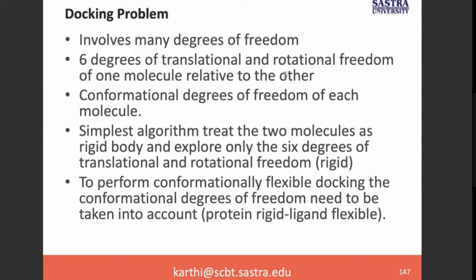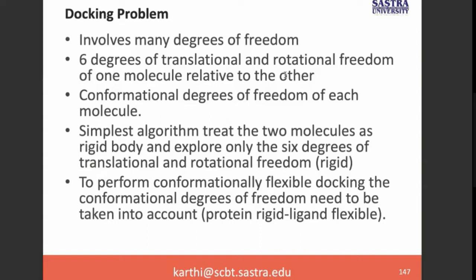Similarly, we can rotate the protein molecule in 3 directions: in the X direction, the Y direction, and the Z direction. Similarly, we can rotate the ligand molecule in the X, Y, and Z directions. These are called the 6 degrees of freedom. Even if you write a rigid body docking algorithm in which there is no flexibility for either the protein or the ligand molecule, you have to consider the 6 degrees of freedom.